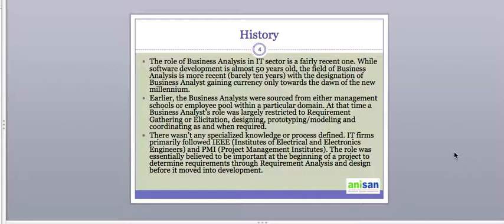So when the IIBA and the British Computer Society introduced business analysis to the industry and promoted the cause, it became more visible, and the roles of the business analyst were more structured and had a proper scope, and that's how business analysis basically took off.